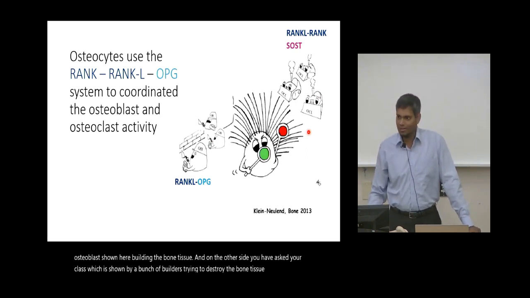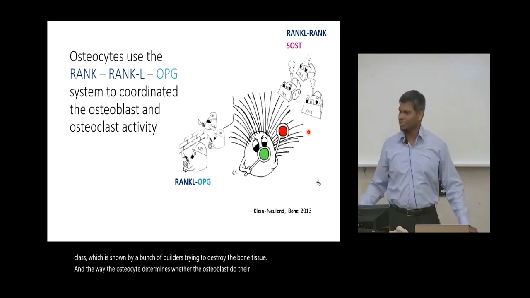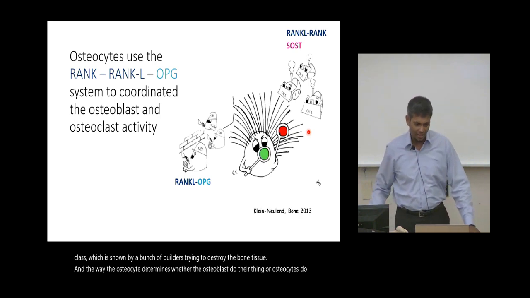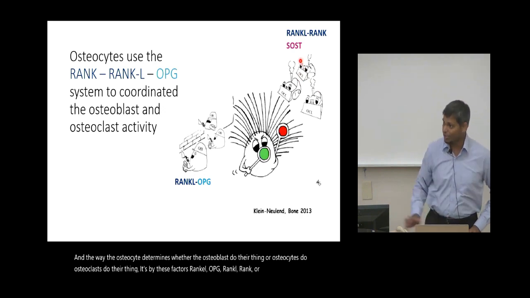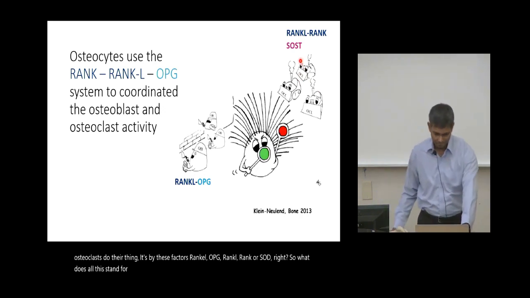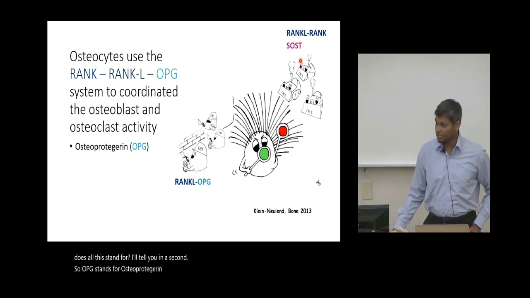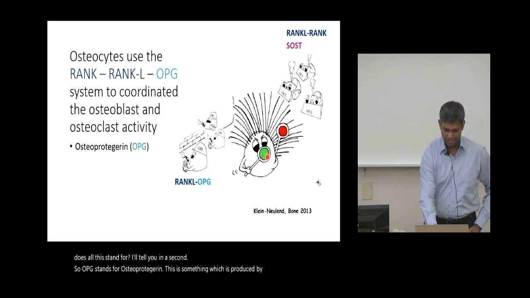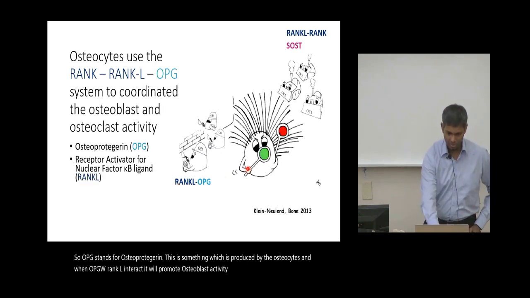Now the way the osteocyte determines whether the osteoblasts do their thing or osteoclasts do their thing, it's by these factors: RANKL, OPG, RANK, or SOST, right? So what does all this stand for? I'll tell you in a second. So OPG stands for osteoprotegerin. This is something which is produced by the osteocytes, and when OPG and RANKL interact, it will promote osteoblast activity, right? So what does RANKL stand for?